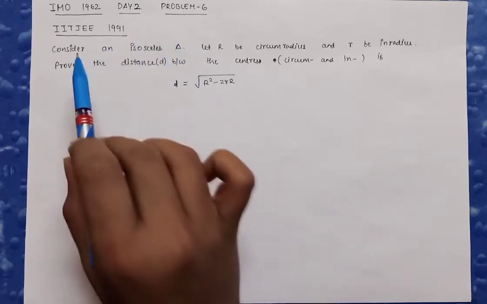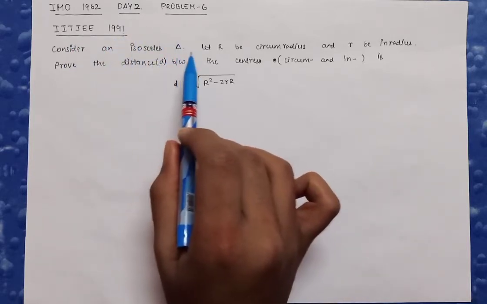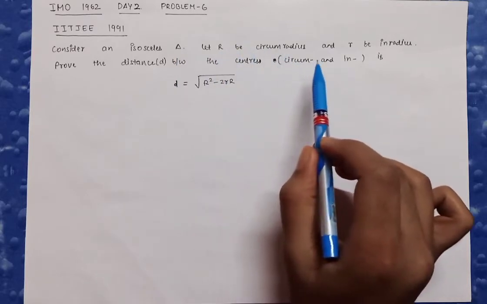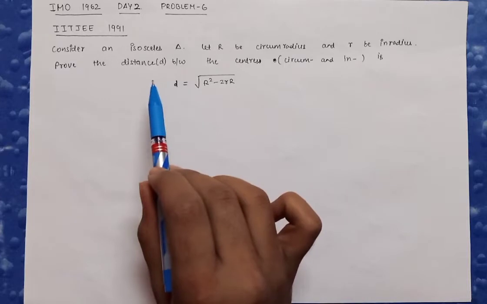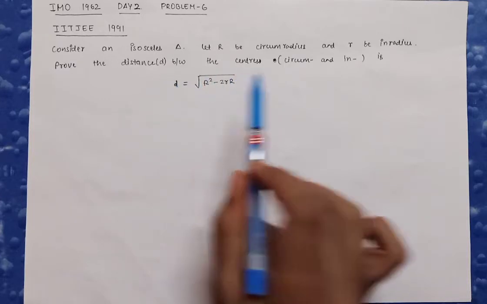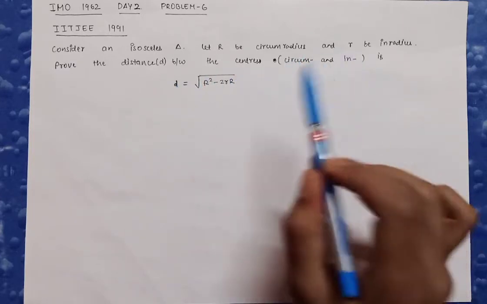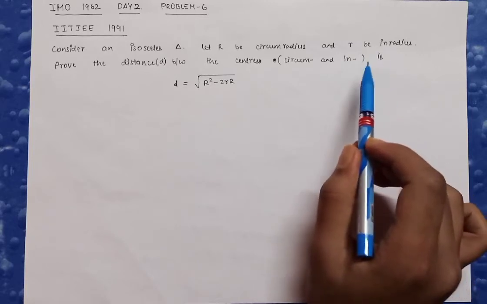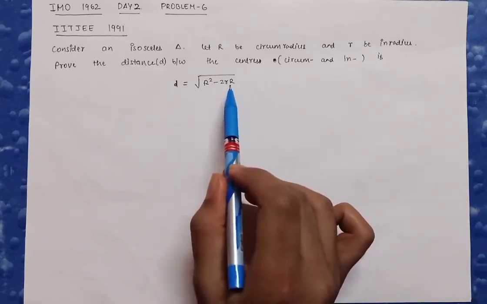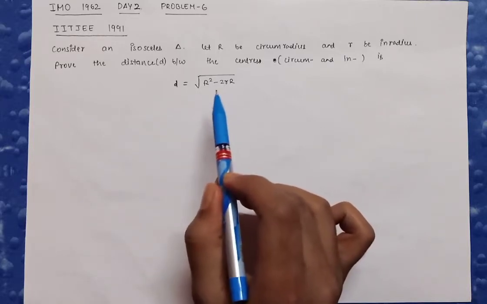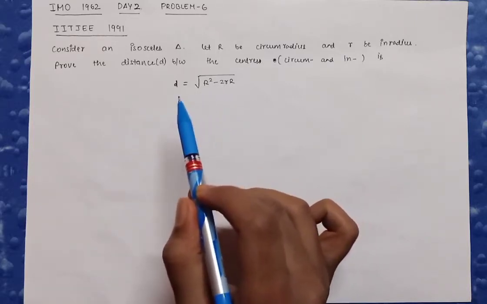The question said, consider a triangle, let capital R be the circumradius and small r be the inradius. Then we had to prove that the distance between the centers, that is the circumcenter and incenter of that triangle, is d equals square root of R squared minus 2 times small r into capital R. So this was the thing which we had to prove in that problem. So let's start with its proof.